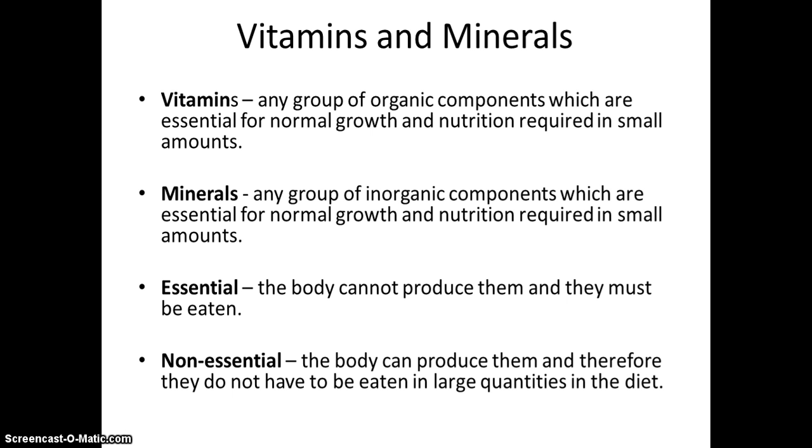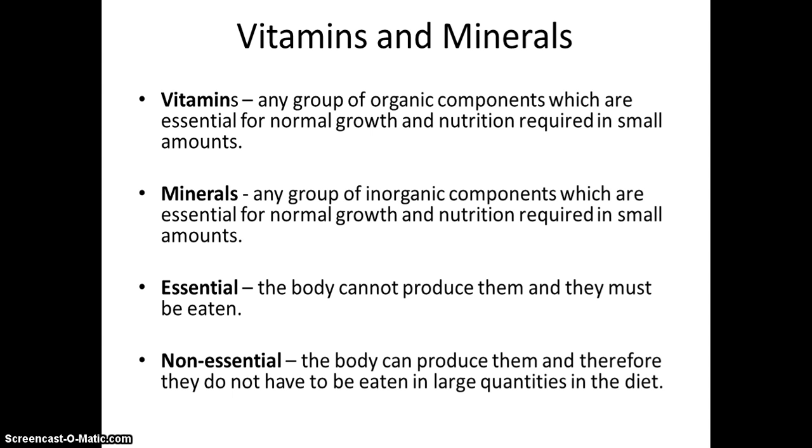And again, like we were talking about with amino acids and proteins, we have essential vitamins and minerals and non-essential vitamins and minerals. Another quick definition for your notes: essential means the body cannot produce them, and they must be eaten in the diet. Non-essential means the body can produce them, and therefore we don't have to eat them in large quantities. And when I say large quantities, I mean large for vitamins and minerals, not for macronutrients, because we don't need anywhere near as much vitamins and minerals as we do macronutrients.